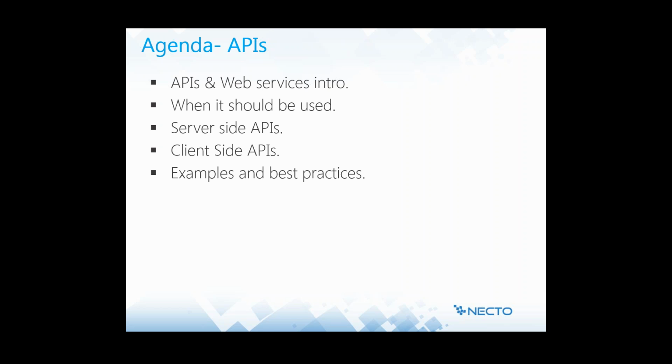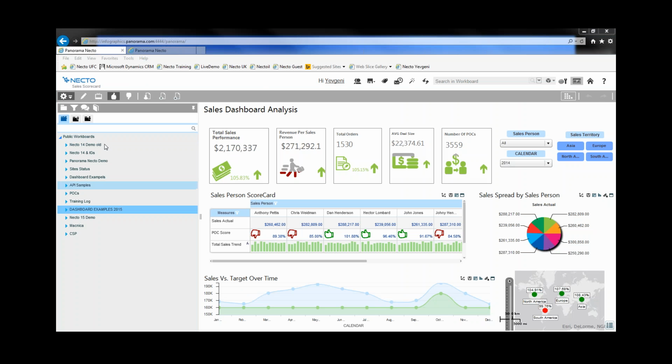In regard to APIs, we'll talk about what an API and a web service are, which is basically the same, when it should be used, server-side APIs and client-side APIs, because there are different types of APIs when we're talking about BA or a software solution. Of course, this is in a server-client architecture, and for that as well, examples and best practices. Okay, so with that introduction, we will go into Panorama Necto and start talking about infographics.